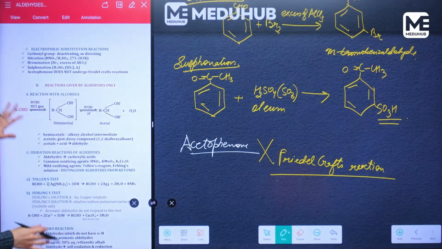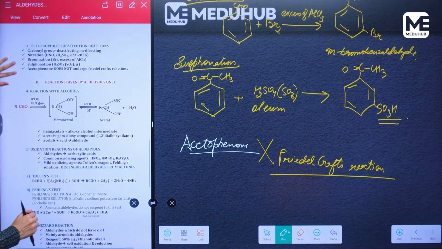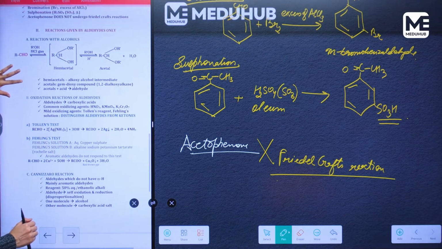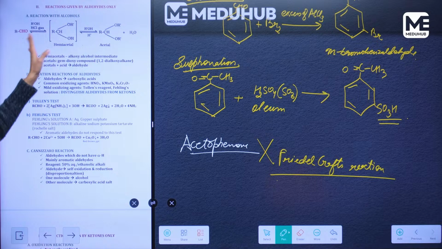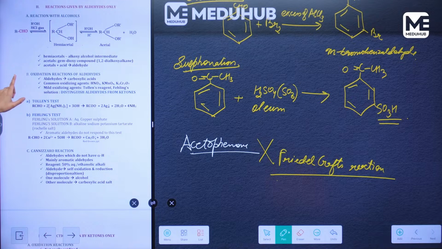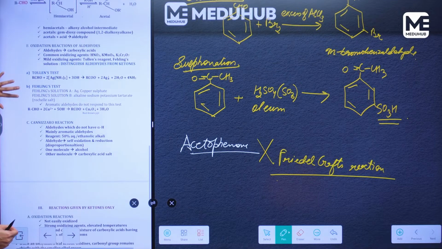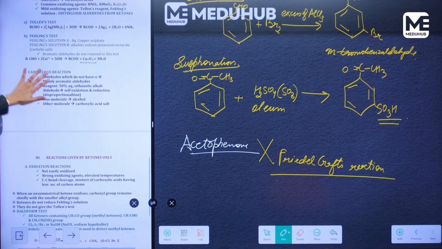Right? So this is it for the common reactions of aldehydes and ketones. There were 4 reactions. Now we will move on to the reactions given by aldehydes only. First reaction is reaction with alcohols to form hemiacetal, which eventually gives us an acetal. Second is the oxidation reaction of aldehydes. Oxidation reactions of aldehydes are very important because they help us distinguish aldehydes from ketones. We'll see how. There are 2 oxidation reactions, Tollens test and Fehling's test. These are not given by ketones but only by aldehydes. The third reaction is Cannizzaro reaction.